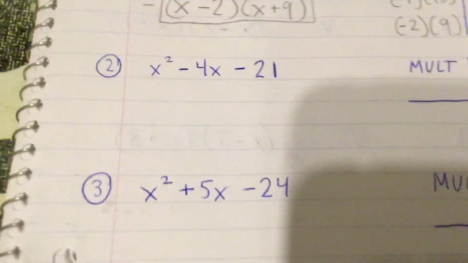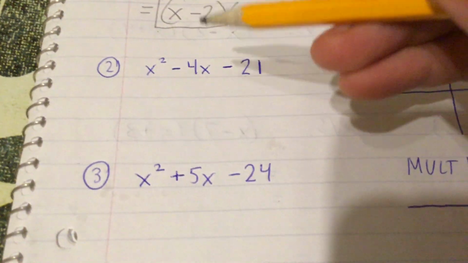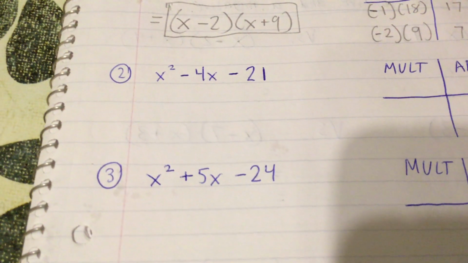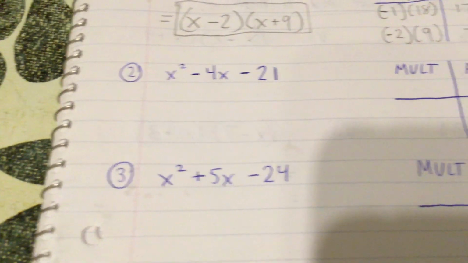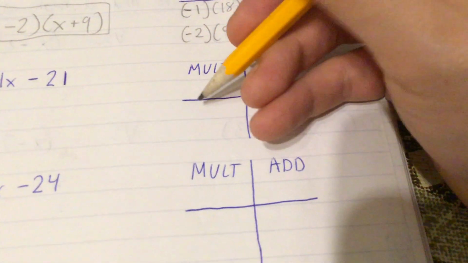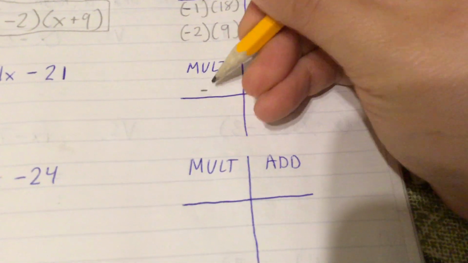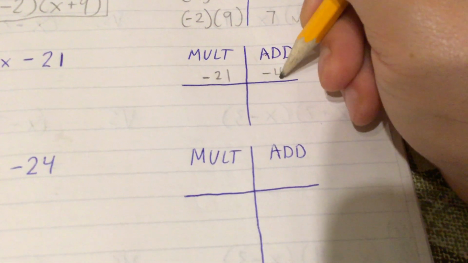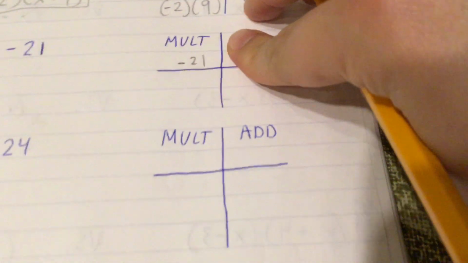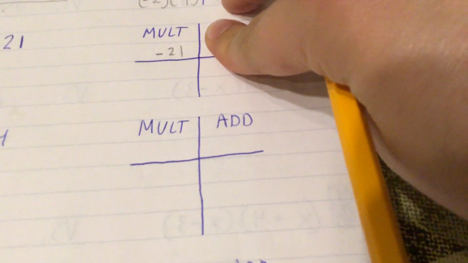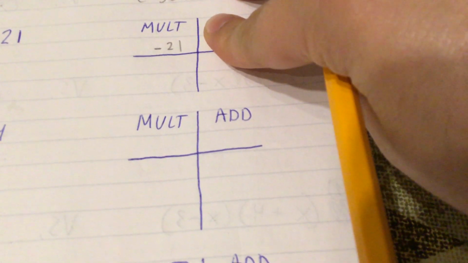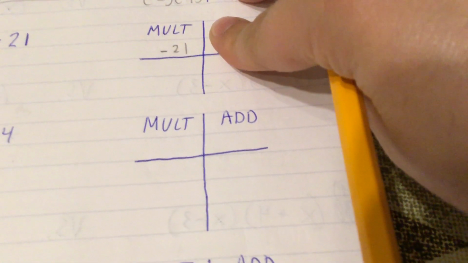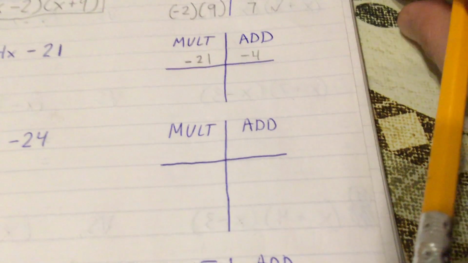Let's take a look at problem number 2. X squared minus 4x minus 21. Okay, so what am I looking for on this table on the right? Two numbers that multiply to negative 21 and add to negative 4. So I'm going to cover up the right column and I'm going to look at this. How do I get two numbers to multiply to negative 21? Well, it has to be positive times negative. Now I'm going to uncover the right column.